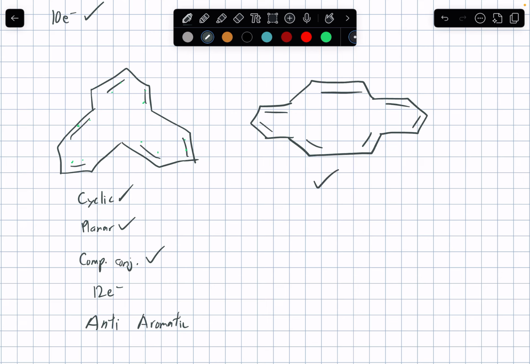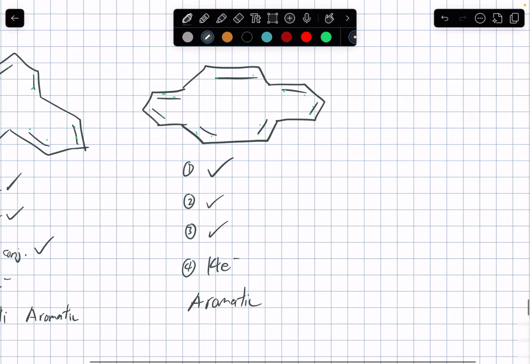Okay, so this is cyclic, number 1. Number 2, is it planar? Yep. Is it completely conjugated? Yep. Does it follow Huckel's rule? 1, 2, 3, 4, 5, 6, 7, 8, 9, 10, 11, 12, 13, 14. I think 14 is in the list. This is aromatic. Next.